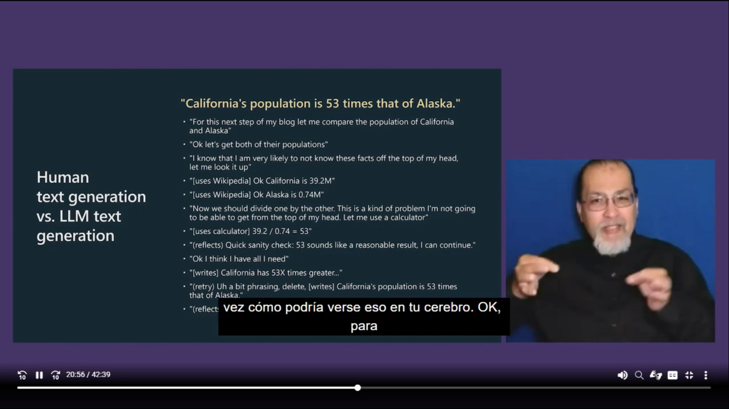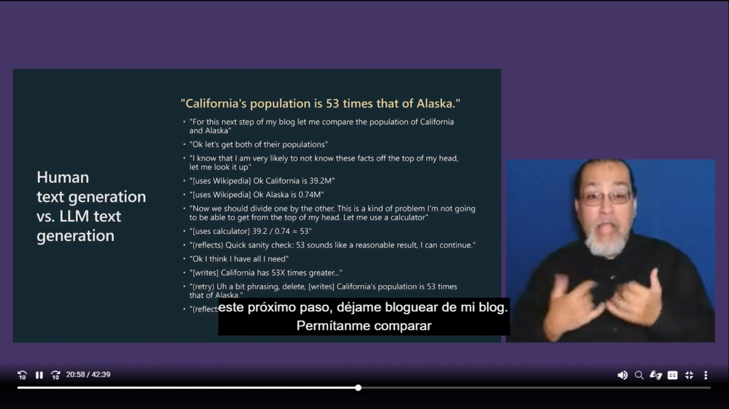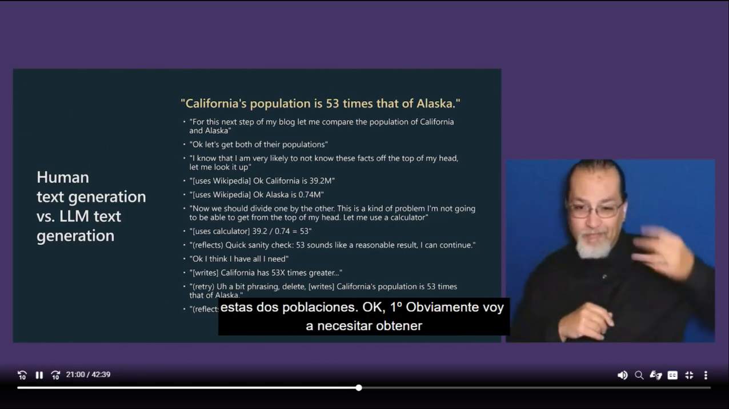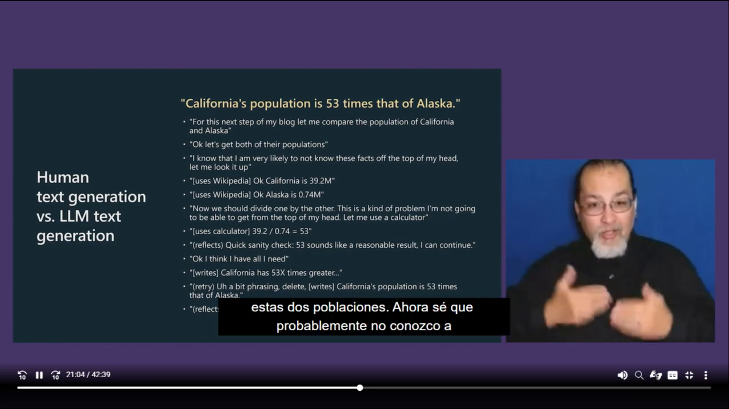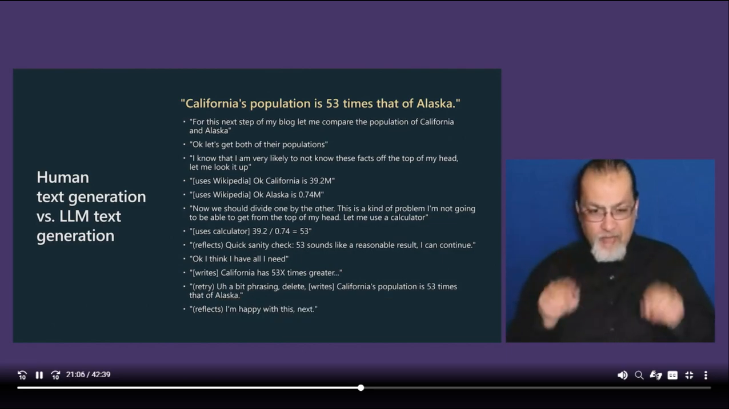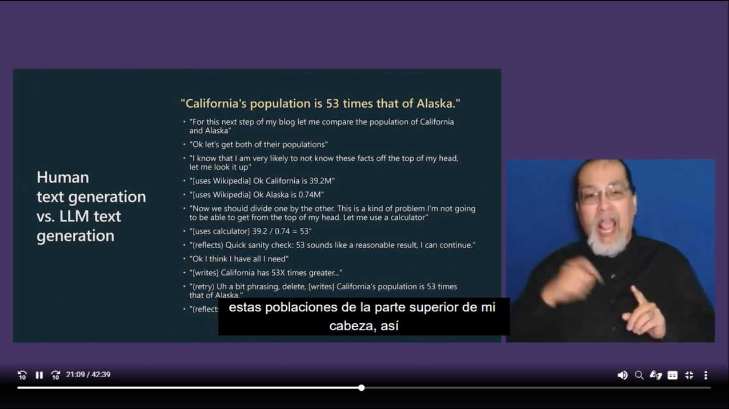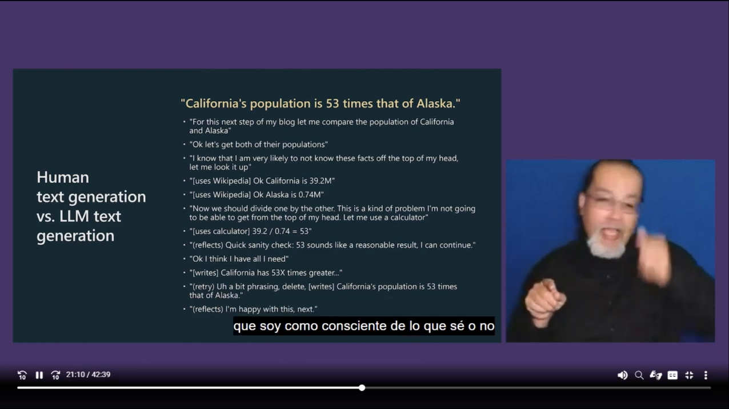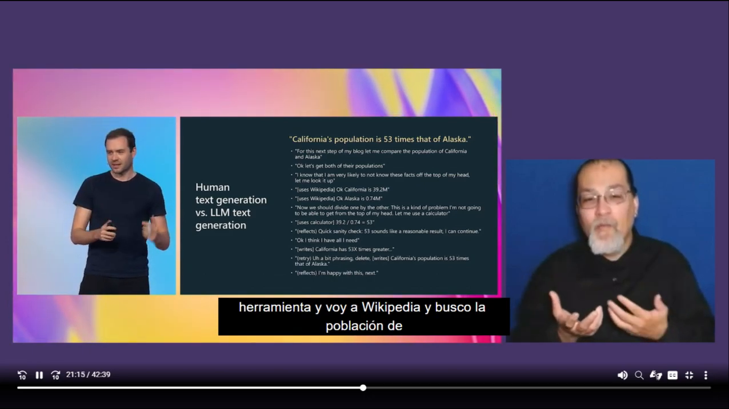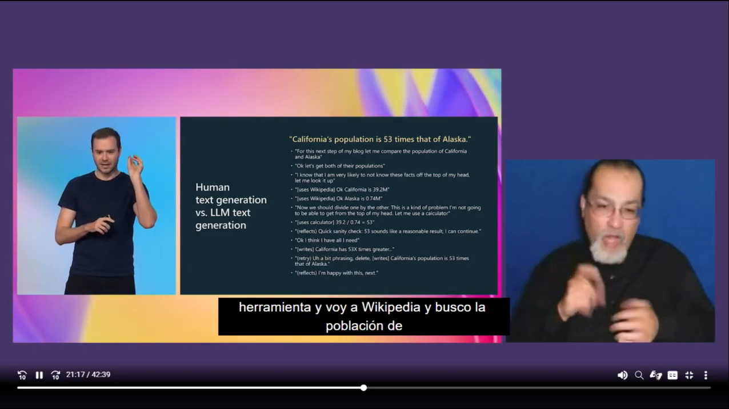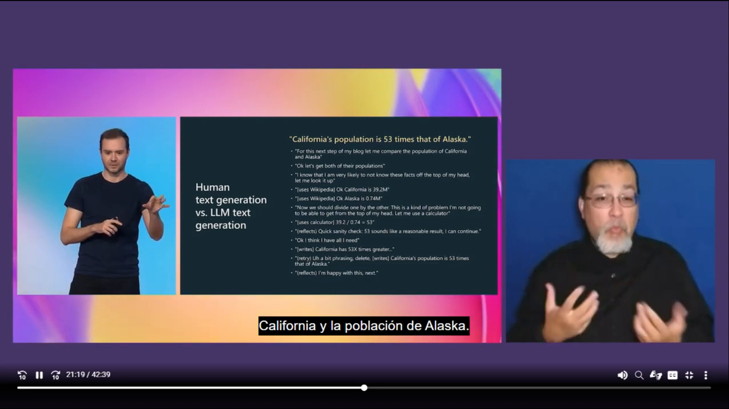Okay, for this next step, let me compare these two populations. First I'm going to obviously need to get both of these populations. Now, I know that I probably don't know these populations off the top of my head. So I'm kind of aware of what I know or don't know of my self-knowledge, right? So I do some tool use, and I go to Wikipedia, and I look up California's population and Alaska's population.